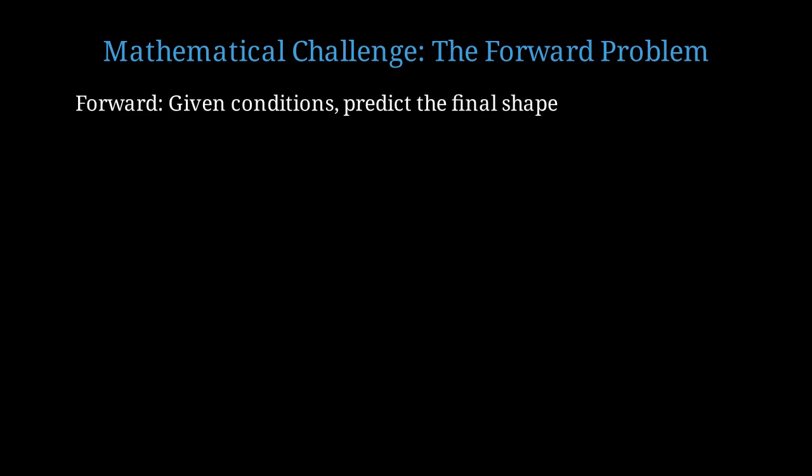From a mathematical perspective, capillary origami presents two challenging problems: the forward problem and the inverse problem. The forward problem asks, given a membrane geometry, material properties, and liquid volume, can we predict what shape will emerge? This requires solving coupled partial differential equations for membrane mechanics and fluid interfaces.